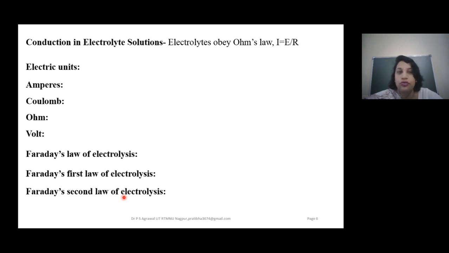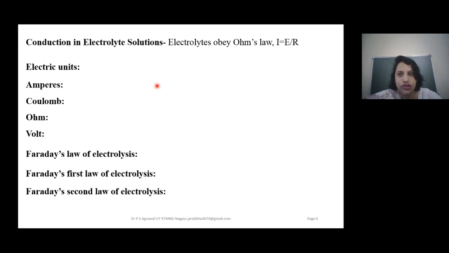E is the electromotive force, that is the difference between the potential at the two ends of the conductor. R is the resistance. The different electrical units which we should understand before going deeply into the unit: ampere. These all terminologies you have studied in the 12th standard.